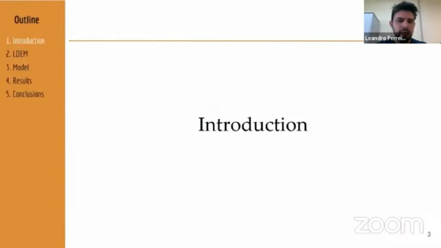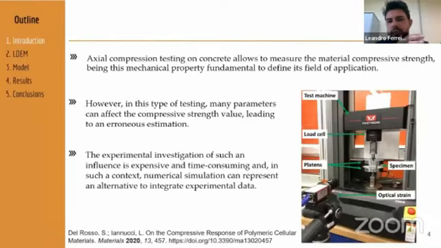Axial compression testing on concrete allows us to measure the material compressive strength, this mechanical property being fundamental to define its field of application. However, in this type of testing, many parameters can affect the compressive strength value, leading to an erroneous estimation. The experimental investigation of such an influence is expensive and time-consuming, and in such a context, numerical simulation can represent an alternative to integrate the experimental data.